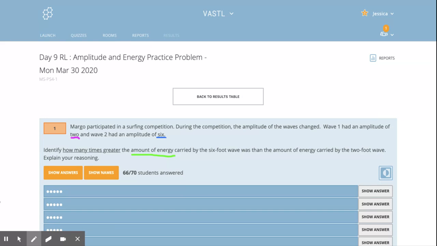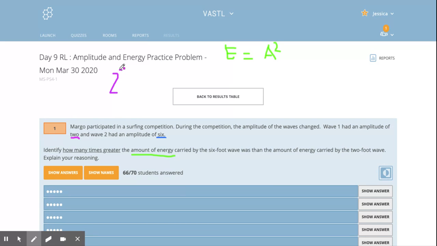Now, looking at your responses for this question, the majority told me how many times greater the amplitude of the wave was. But remember, amplitude is not directly proportional to the amount of energy. The amount of energy is equal to amplitude squared. So, for instance, when we're looking at wave 1, the amplitude was 2.